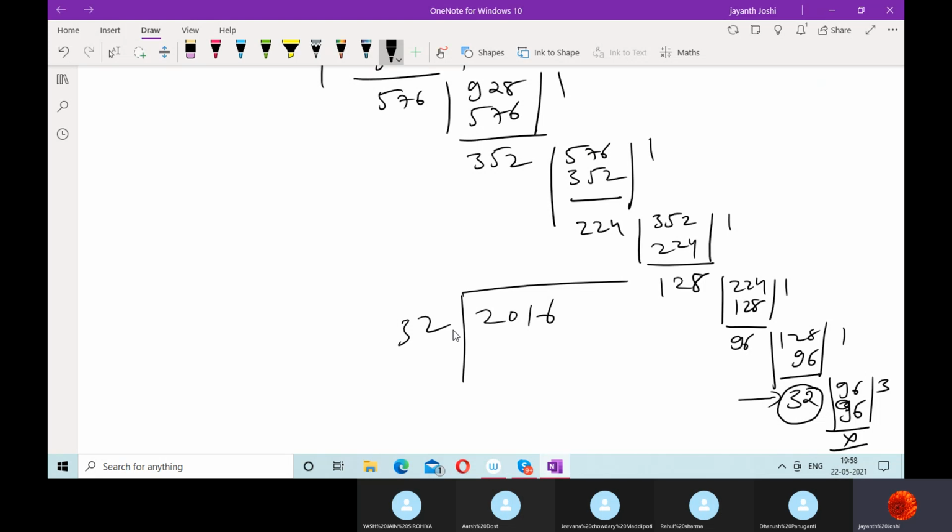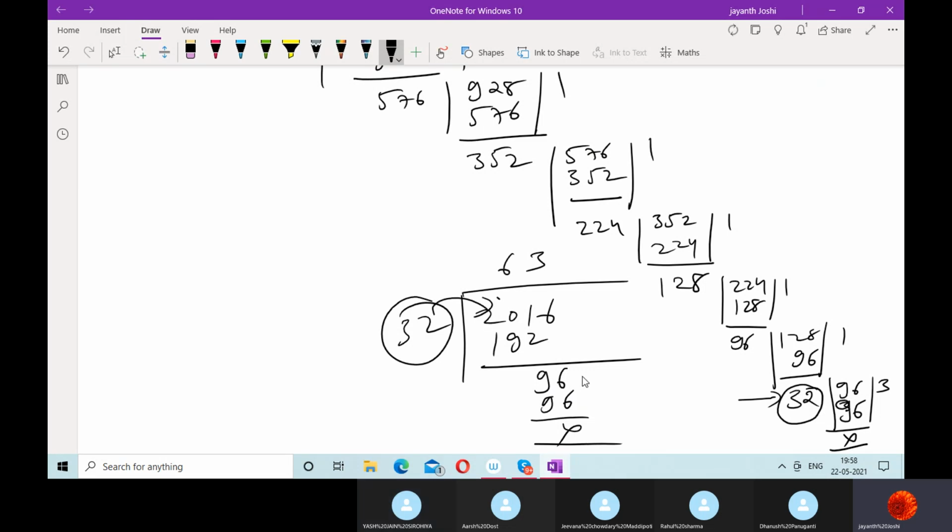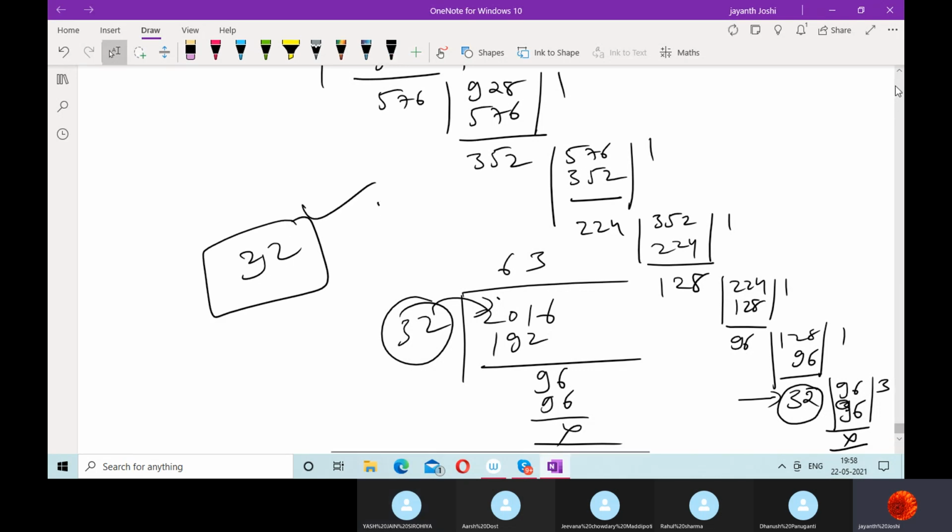a divisor or a common factor for this number also or not. You need to check it. So how will you check it? 32 6s are how much? What's the remainder? 3. So is this also a factor of this? So the HCF is what? 32. Come on, do this.